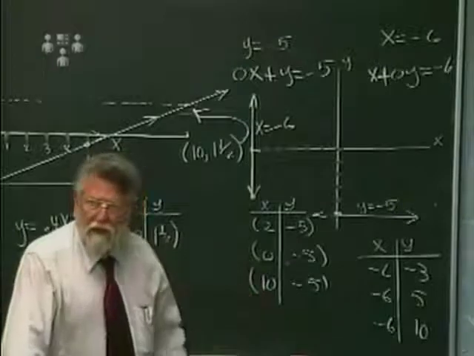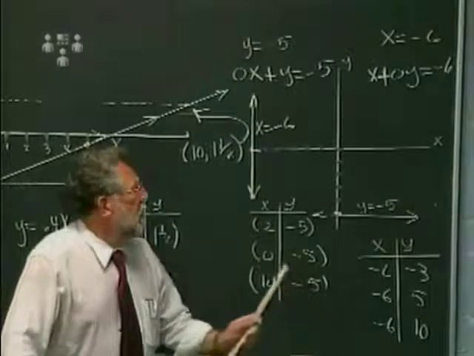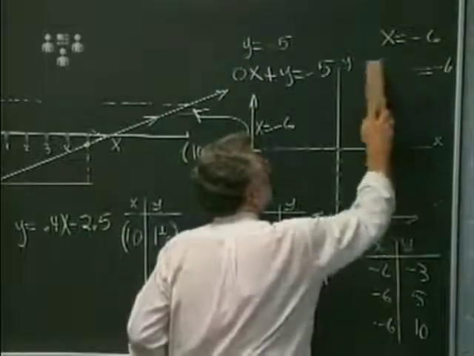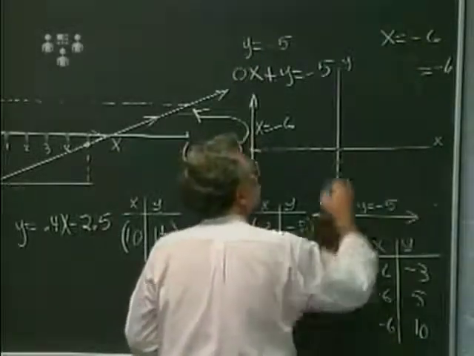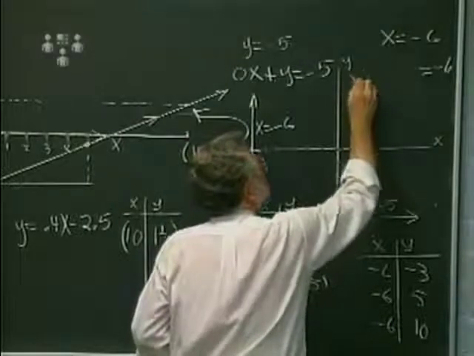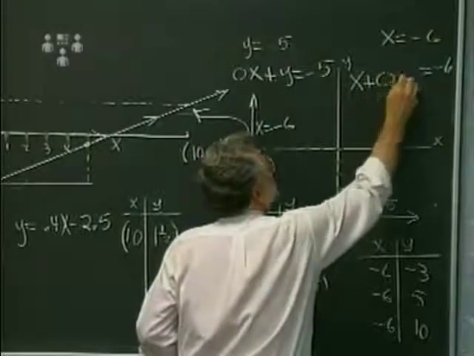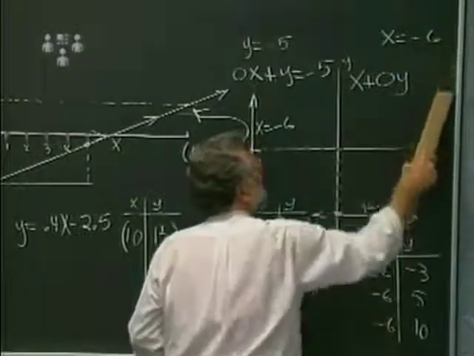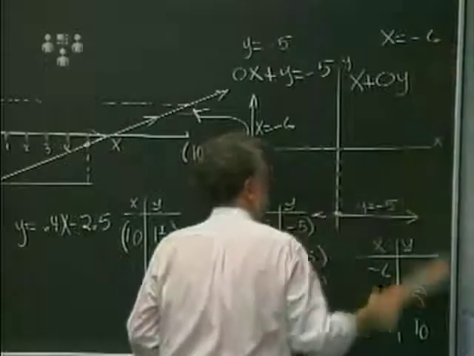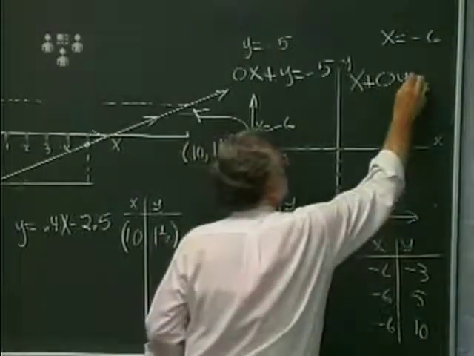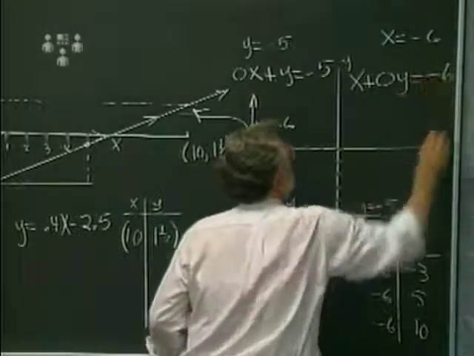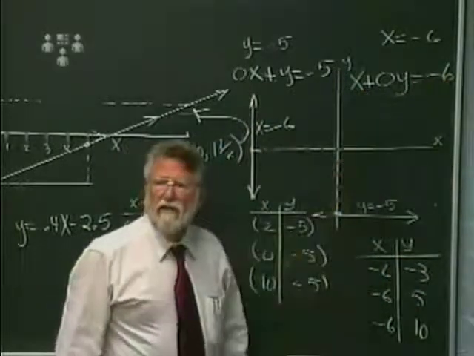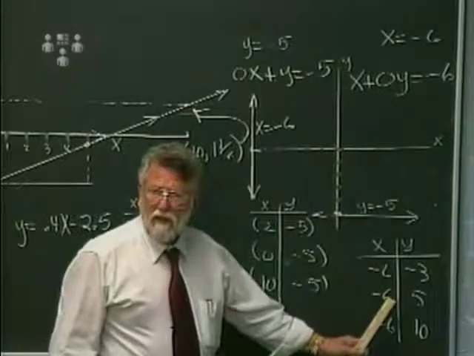Now, I try to explain it through this table. Let me get that again. It's not reading very well because of the distance. So I will rewrite it as x plus 0 times y is equal to negative 6. And no matter what y is, x is negative 6. That's what this table says.